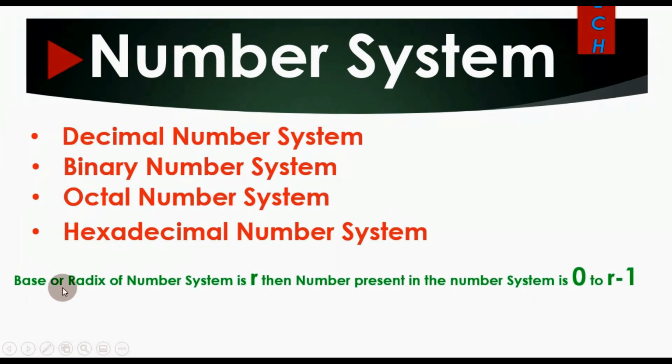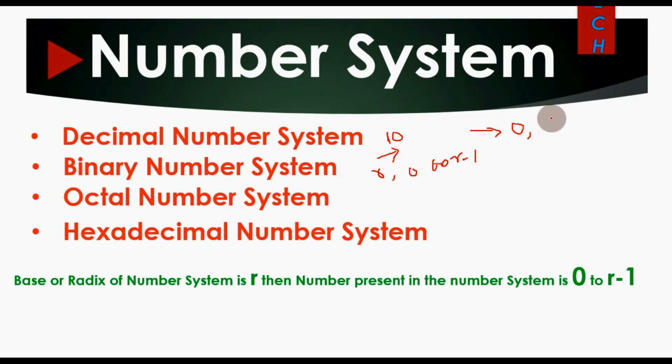So if the base or radix of the number system is given by r, then the numbers present in the number system are from 0 to r minus 1. Let us say the base of the decimal number system is 10. This is r. So the decimal number system can be represented from 0 to r minus 1, that means 0 to 9.